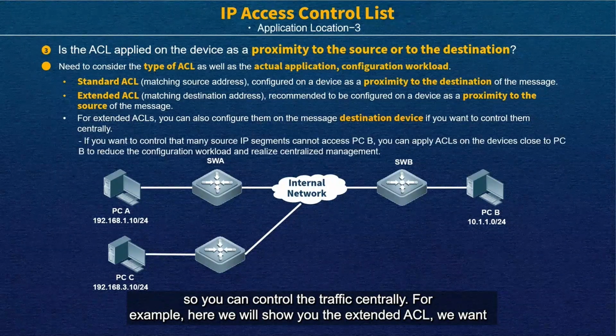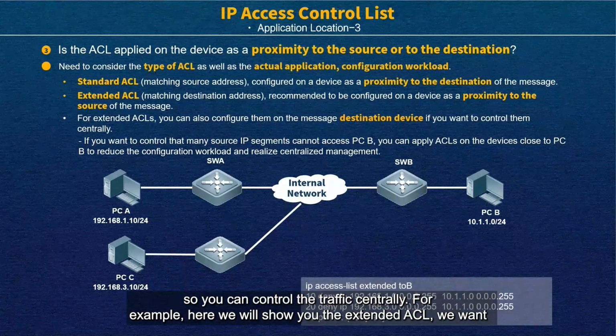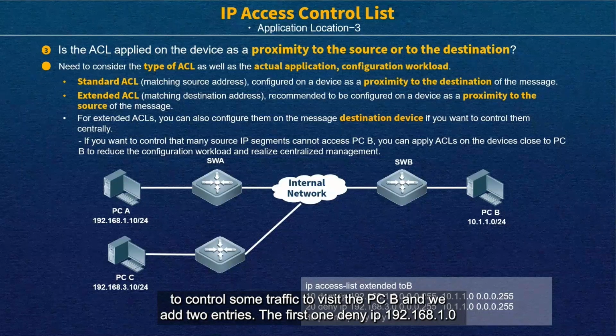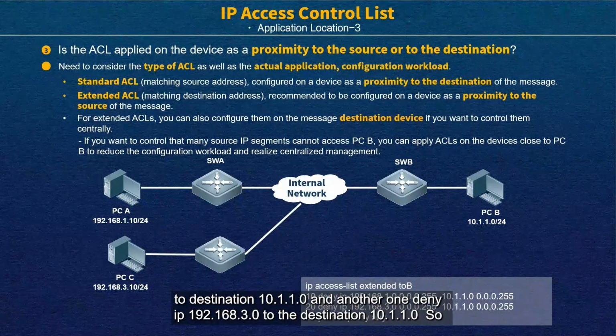For example, here we will show you the extended ACL. We want to control some traffic visiting PCB, and we add two entries. The first one, deny IP 192.168.1.0 to destination 10.1.1.0. And another one, deny IP 192.168.3.0 to the destination 10.1.1.0.